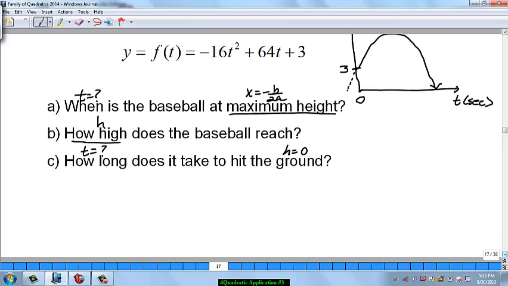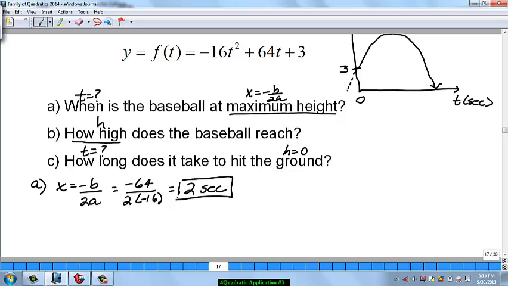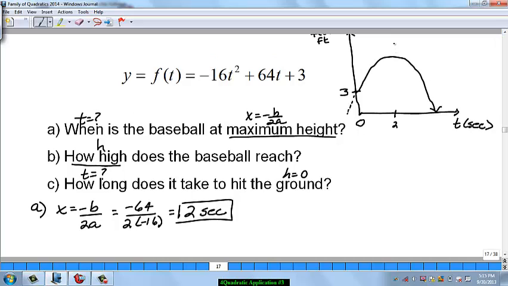Okay, there's my little picture. Let's start with A. First thing is, when is it at max height? Well, I say x equals negative b over 2a equals negative 64 all over 2 times negative 16. So that comes out to be 2 seconds when I put it in my calculator. So now I know at 2 seconds, this is at its max height. So there's my axis of symmetry.